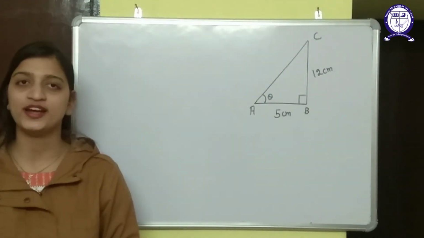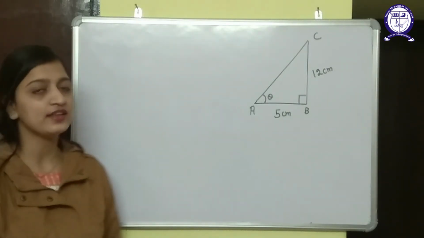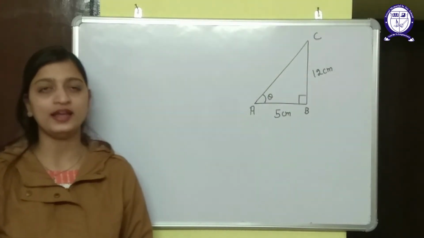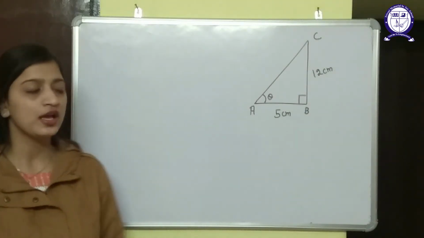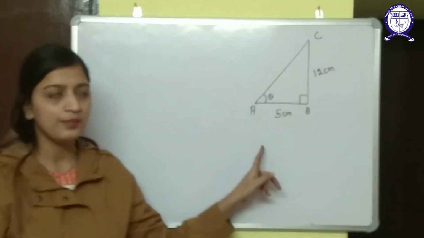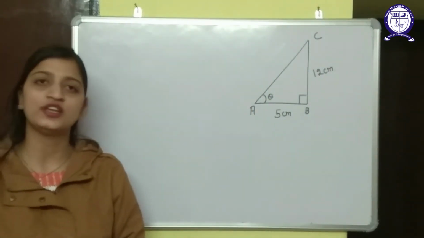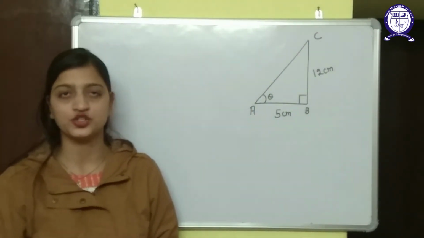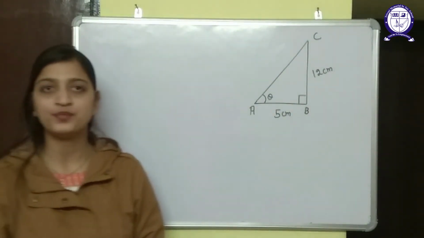That means we need to find 6 trigonometric ratios. But you can see that for the formulas to apply, we need to have the values of P, B and H. In this question, we know the values of P and B, but we don't know the value of hypotenuse, and without hypotenuse, we cannot find the trigonometric ratios. So the first thing will be to find the value of hypotenuse.